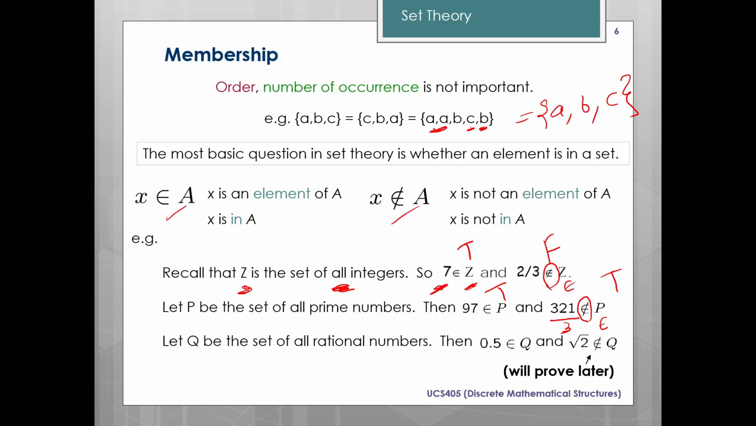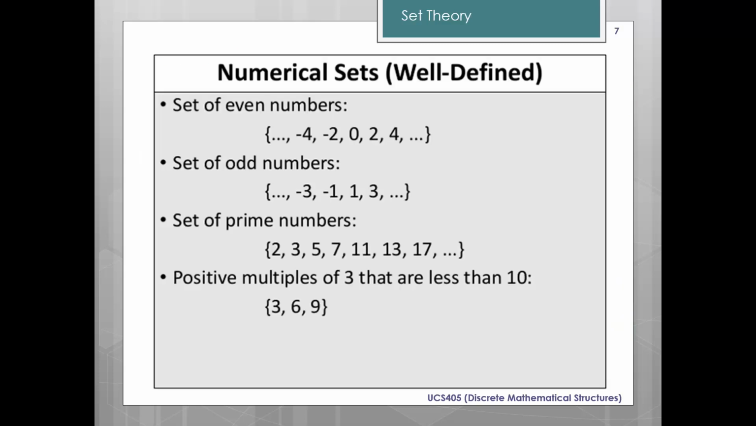Let Q be the set of all rational numbers. 0.5, yes, it's a rational number. Root 2 does not belong to Q. Yes, it's not a rational number. Now the point is that we will prove this later on in further videos. You will see it moving further. Now some of the sets we can say are well-defined sets or homogeneous sets.